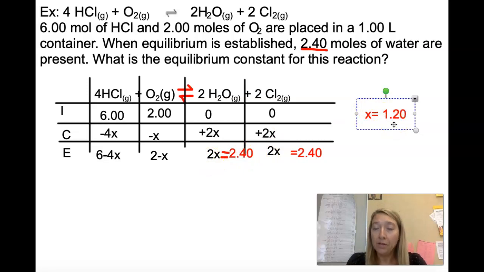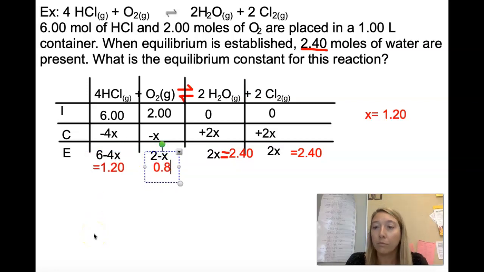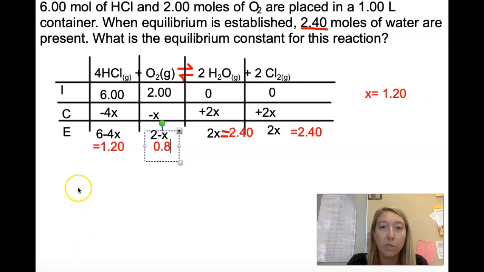So now that I know what X is, I've already figured out the equilibrium for the Cl2 and the water. We can now go in and figure out what it's going to be for the HCl. So we're going to do 6 minus 4 times 1.2. And we got that this is going to equal 1.2. And the other one, we get 2 minus X, so 2 minus 1.2. And we come up with 0.8. Okay, so now we have our ICE table created. We've determined what all the equilibrium concentrations are.